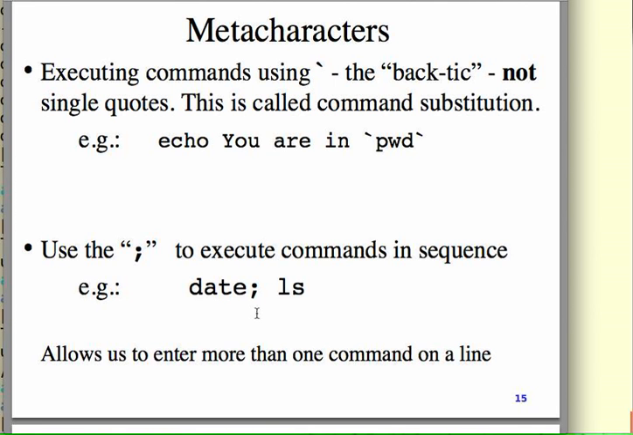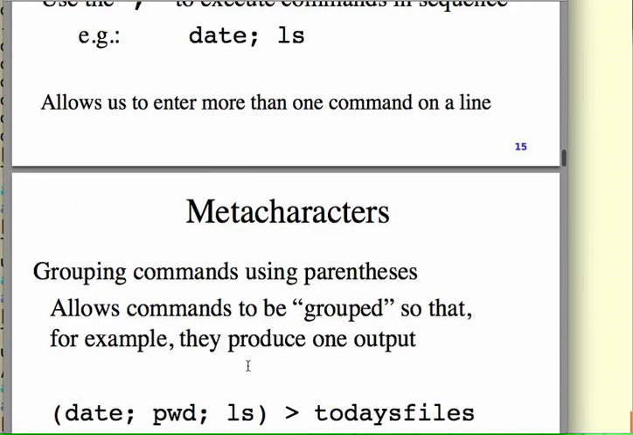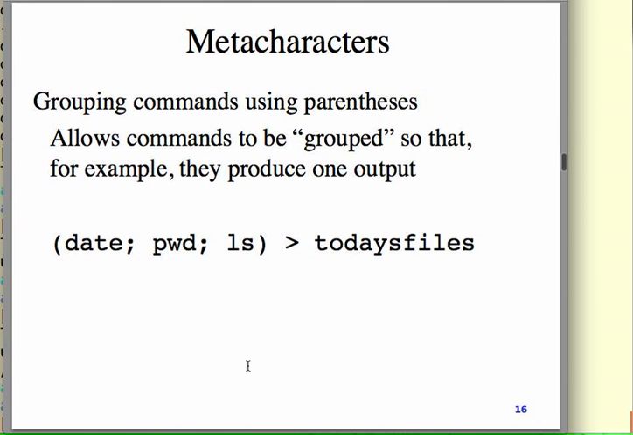So basically what semicolon does is allow us to enter more than one command on a line. It turns out that you can take the output of all of these commands, and if you try to use just the semicolons and try to print that to a file, it actually doesn't work. So the way to get it to work is to use this grouping command, that is parentheses.